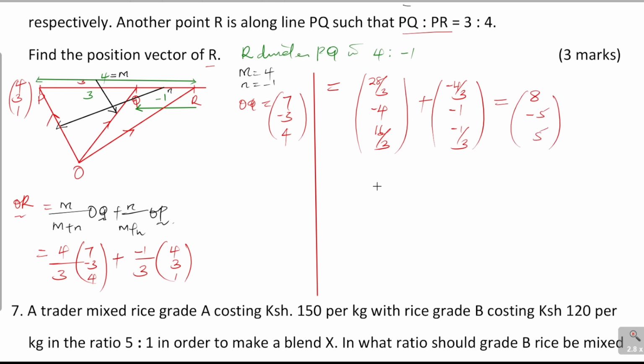Now the position vector of R, which is OR, will be given by 8i minus 5j plus 5k. So that is how you're supposed to solve that question using the ratio theorem.